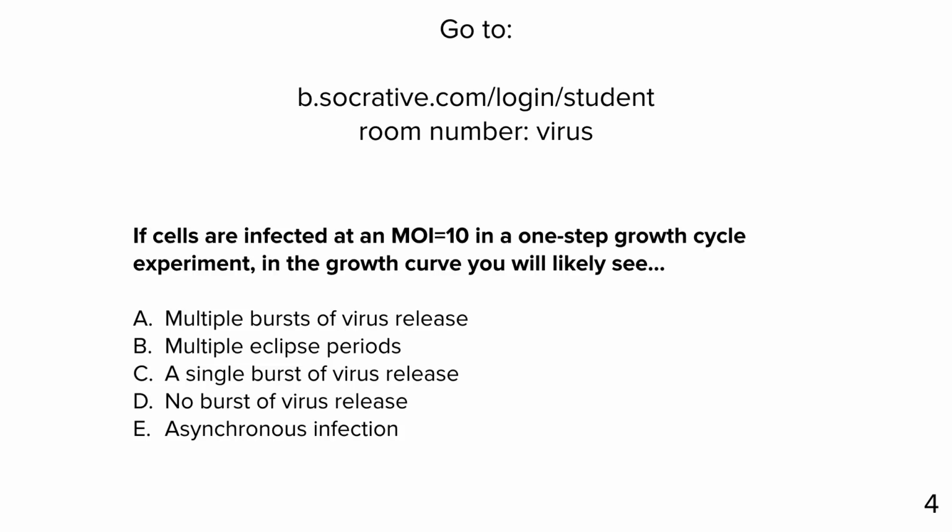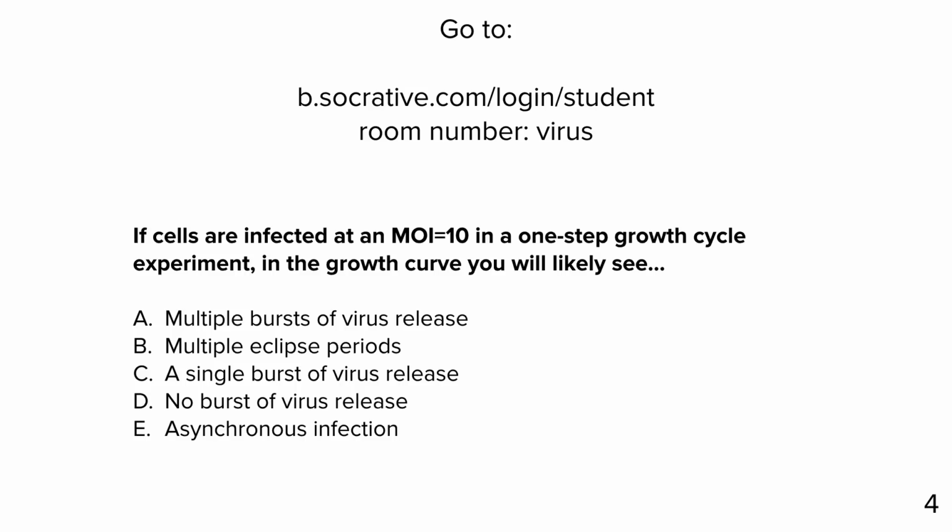91% of you got a single burst of virus release. That's right. It's a high multiplicity of infection. Most of the cells are infected, so you're going to get one synchronous infection. Some of you said multiple bursts. That wouldn't happen at a high MOI. That would happen at a low MOI when not all of the cells are infected. And the others, no burst. Well, if you infect the cells, you have to have some kind of burst, and asynchronous infection.